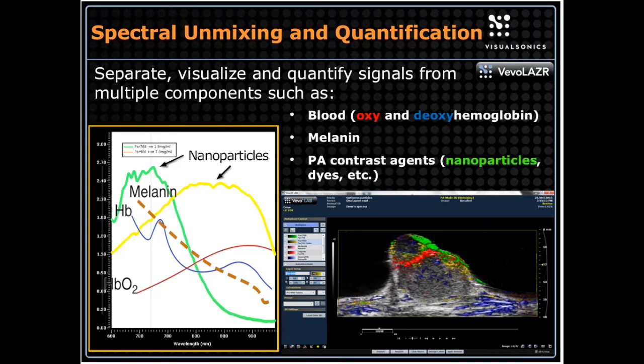So this is a really, really nice example of being able to look at multiple parameters. And of course, you've got the ultrasound in the background, so you're able to identify the anatomy and the microdistribution within the anatomy of these different absorbers.